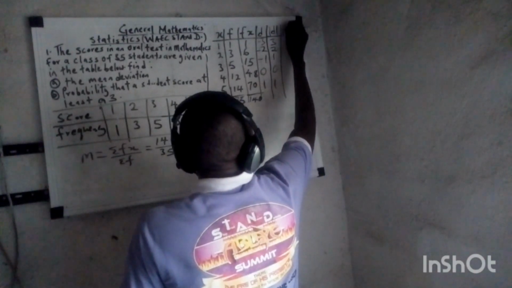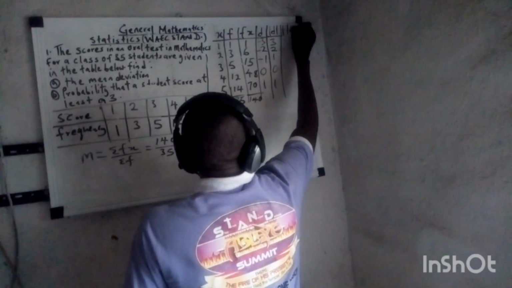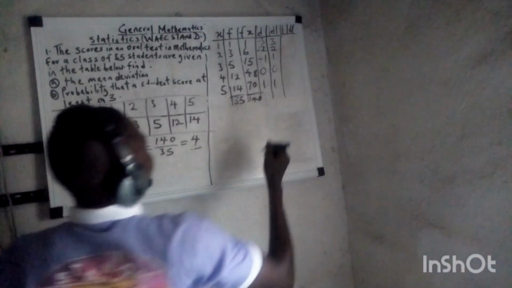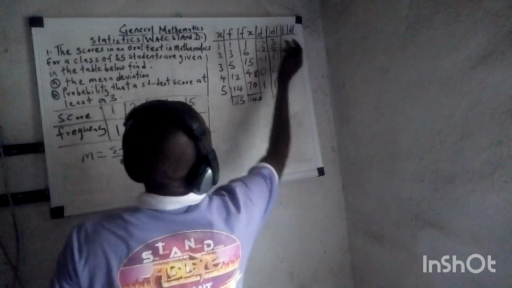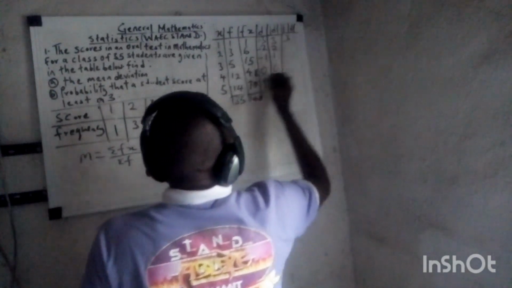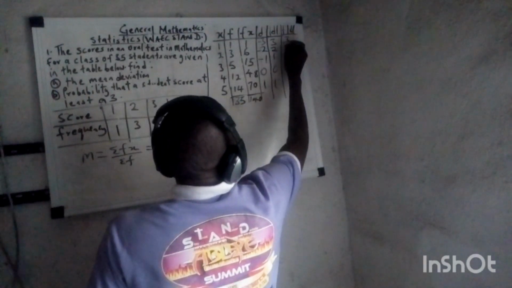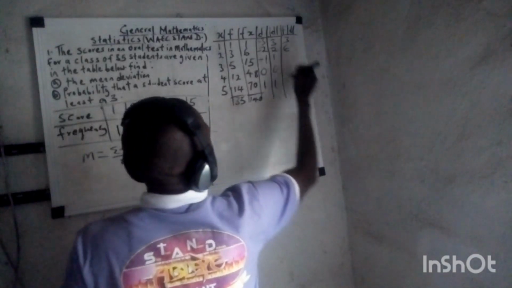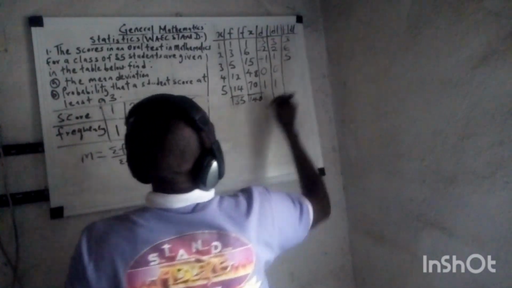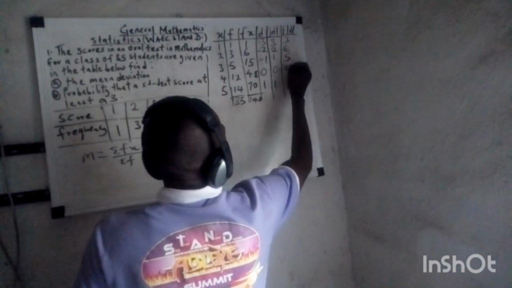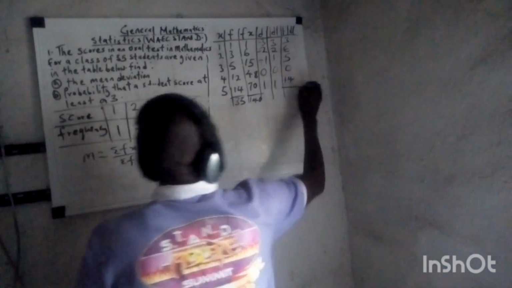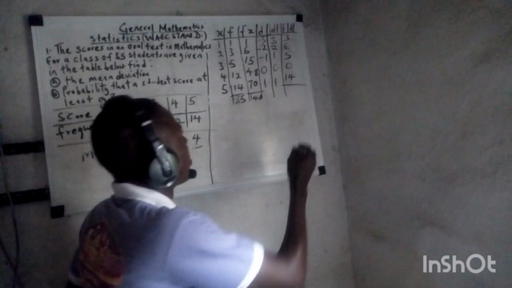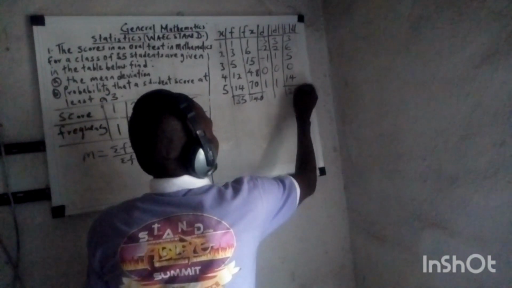The next step is to multiply the frequency by the absolute deviation. How do we achieve that? The frequency is 1. 1 times 3, you still get 3. 3 times 2, you get 6. 5 times 1, you get 5. 12 times 0, you get 0. 14 times 1, you get 14. You add up, and as you add up, you get 28.